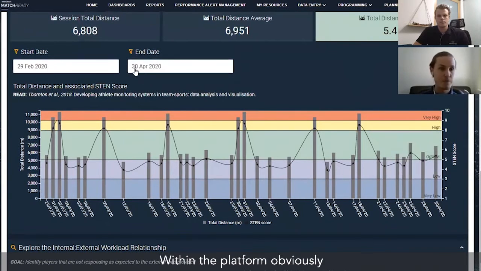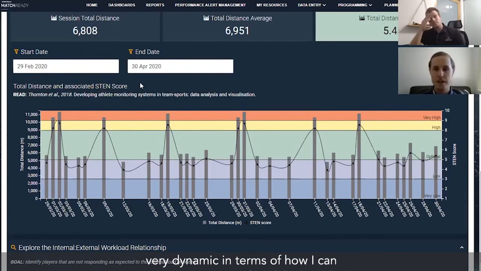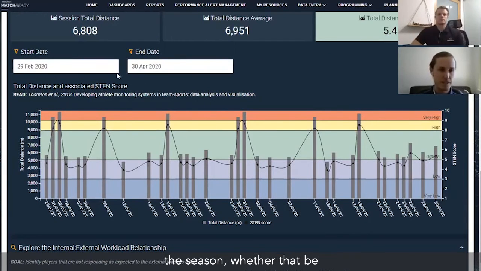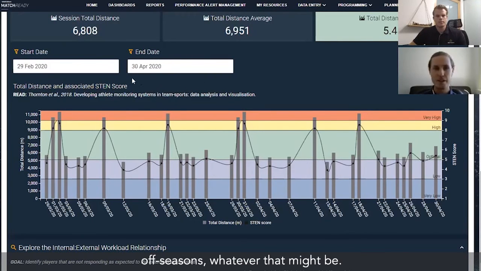Within the platform, obviously everything here is very dynamic in terms of how I can look at certain periods throughout the season, whether that be looking at maybe leading into the restart of seasons and what the loads have looked like there, after breaks, coming off seasons, whatever that may be. I can get really specific in terms of how I'm trying to analyze this information and dig down to those specific times of season.